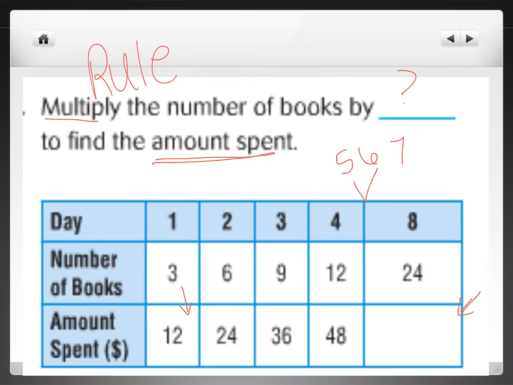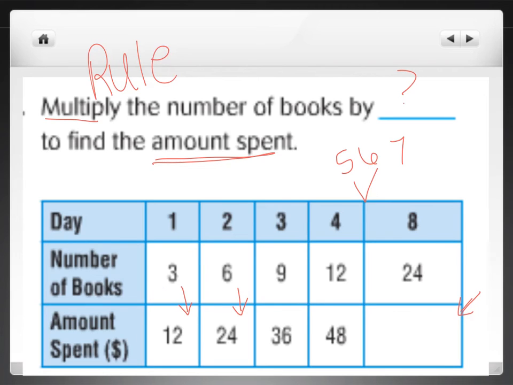Well, I could add 9. 3 plus 9 equals 12. Let's try that. Add 9. Now, if that's really our rule, then for the next one, I should still be able to add 9 and get the same answer. So does 9 plus 6 equal 24? No, it doesn't. So that means that can't be our rule. So it's not plus 9.